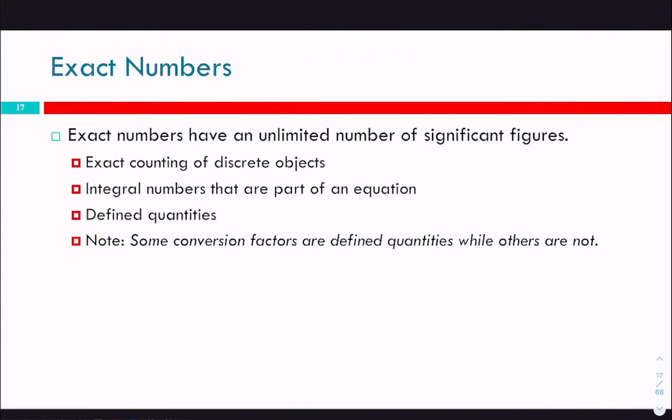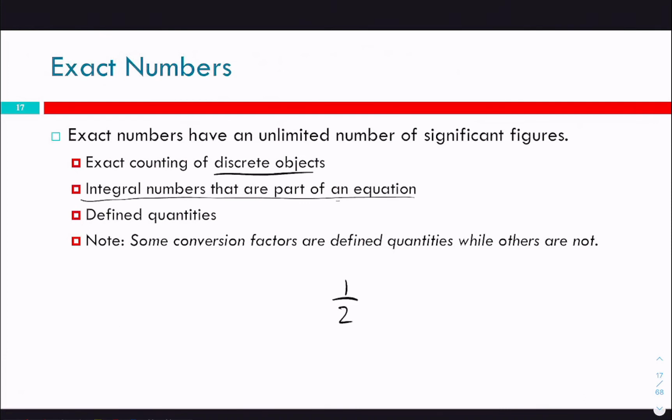So I did mention this at the beginning, there are things, exact numbers, like counting the number of people in a room, the number of pennies. They're called discrete objects, right? You can see that this is one Apple Pencil. So counting of discrete objects, integral numbers that are part of an equation. So like, trying to think of an equation that has a discrete number in it.